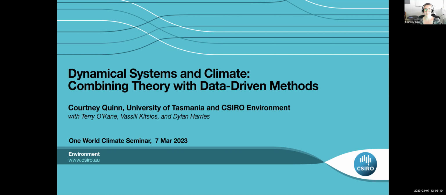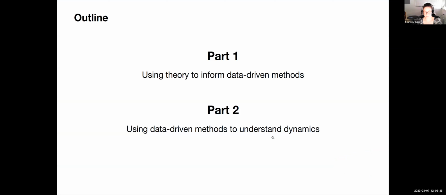So what I'm going to do today is just give an overview of the types of problems I looked at during my postdoc with Terry O'Kane at CSIRO, working in what was then called Oceans and Atmosphere, but now we are called the CSIRO Environment. And then also some of the work involved colleagues Vasily Kitsios and Dylan Harries in the data-driven methods space. So I'll just give an outline first.